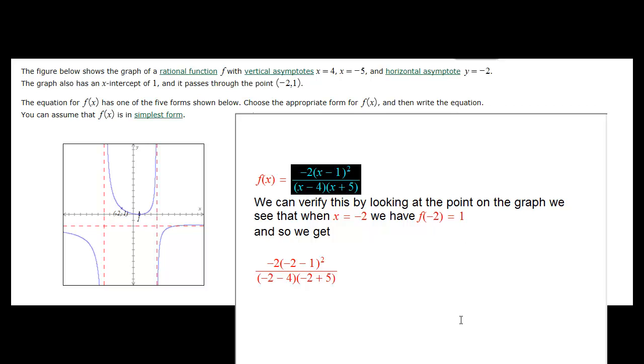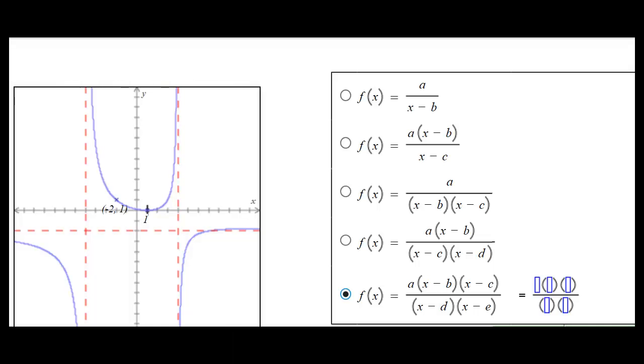So let's enter that into the options we have. We said our bottom is going to be x minus 4, x plus 5. We said our leading coefficient is -2. We said our numerator is x minus 1 twice, because that is the only x-intercept we have. So that tells you what kind of equation belongs to this kind of graph. So just play with it and see what you can do.